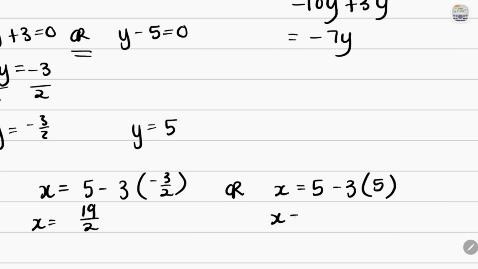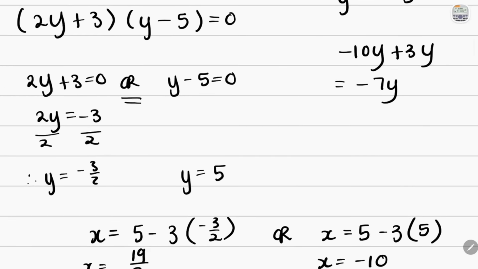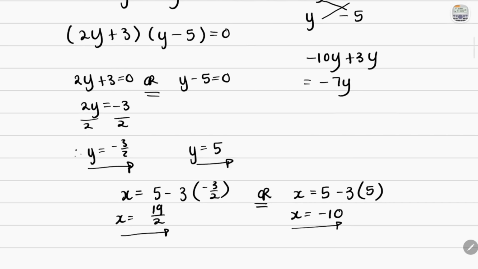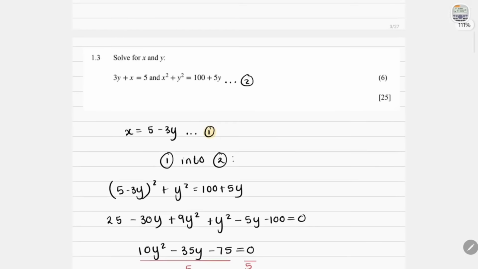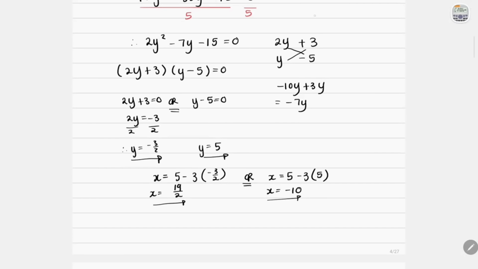5 minus 15 is negative 10. So these are our answers. So x is either equal to 19 over 2, while y equals negative 3 over 2, or x is equal to negative 10, while y equals positive 5. Okay, and that is it for question 1, which is a total of 25 marks.